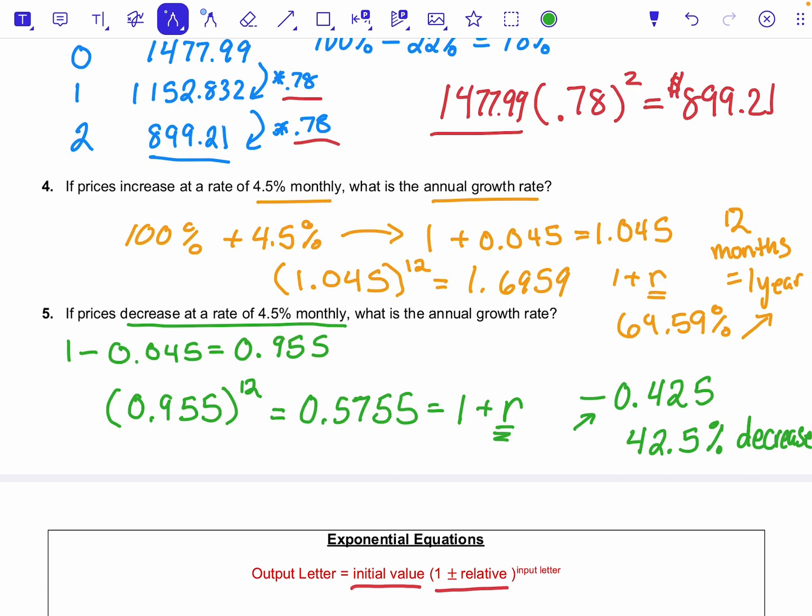And so this should give you a sense of that rate portion of our exponential function. And we're going to dive deeper into that exponential function equation in the next video.